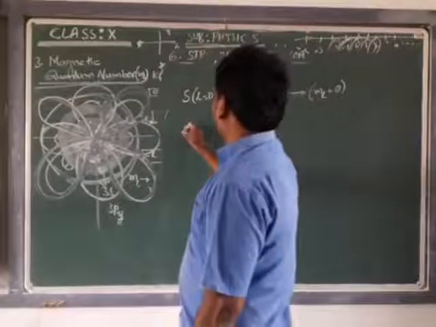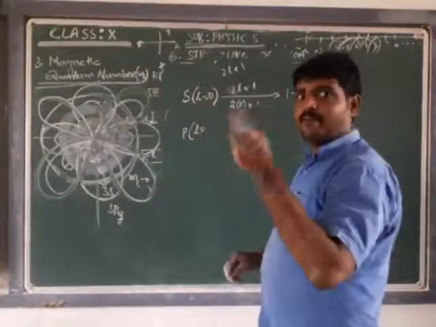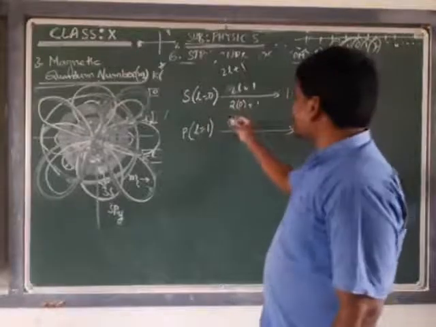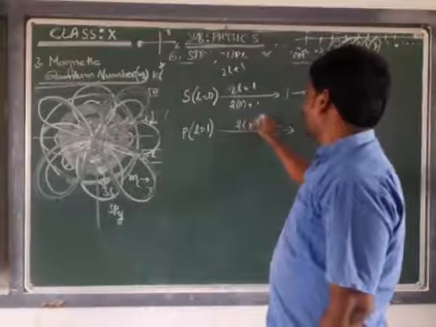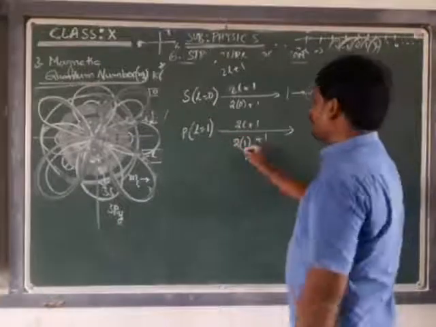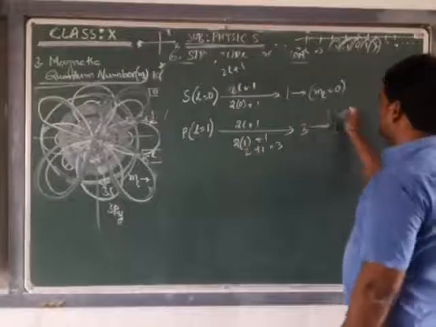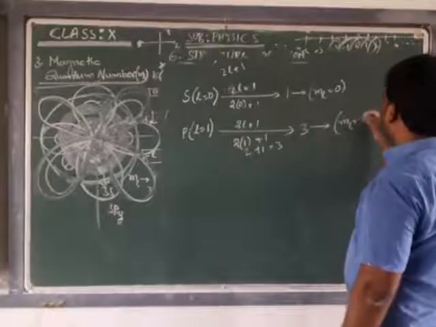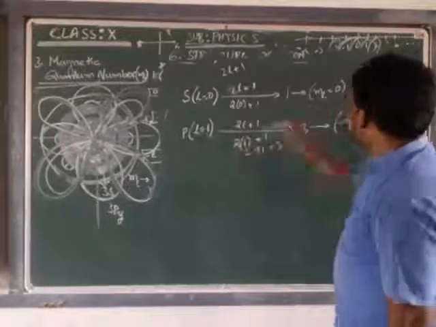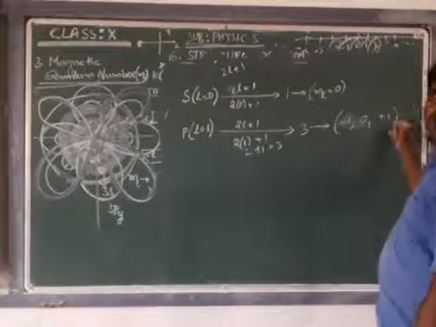Suppose for p, l is equal to 1. How to get how many orientations are there? That is 2l plus 1 again. 2 into 1 is 2, plus 1, that is equal to 3. Total 3 orientations. How to get the 3 orientations? ml ranges from minus l to plus l, so minus 1, 0, plus 1: 3 orientations.